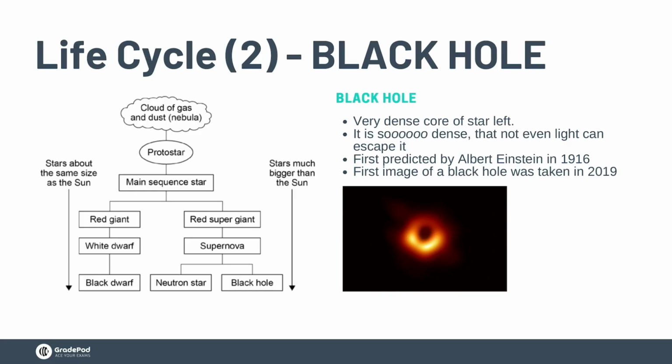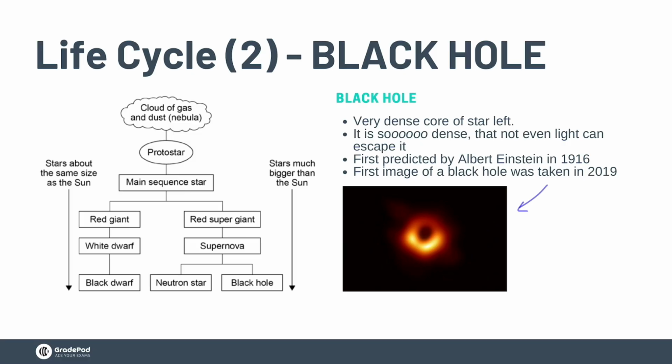Now, a black hole was first predicted by Albert Einstein back in 1916. He called it a black hole because he said it's so dense that even light, which doesn't have a mass, could not escape it. We believed in the existence of black holes for a very long time, but there was never any proof because we could never actually capture any images of it. And actually, very recently in 2019, scientists believe that the first image of a black hole was taken, and I put that image down there for you. This is believed to be the image of a black hole.